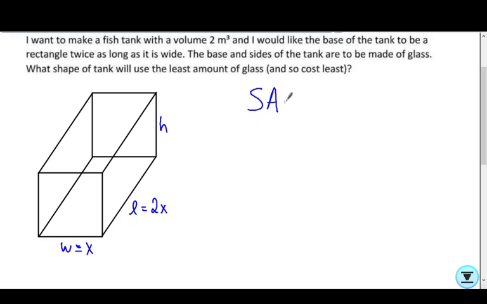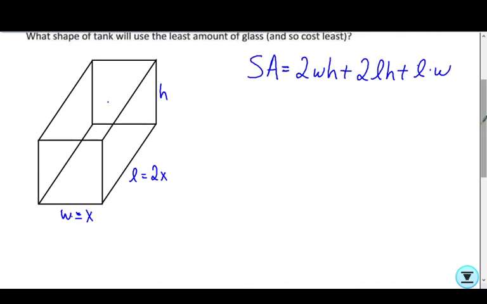So the surface area is going to be equal to, now remember, this top part here we're not going to have any glass. So we've got two sides, the front and the back, which is 2 times W times H, plus the two sides on either side, which is 2 times length times H, plus the bottom, which is length times the width. Okay? So that's my surface area equation.